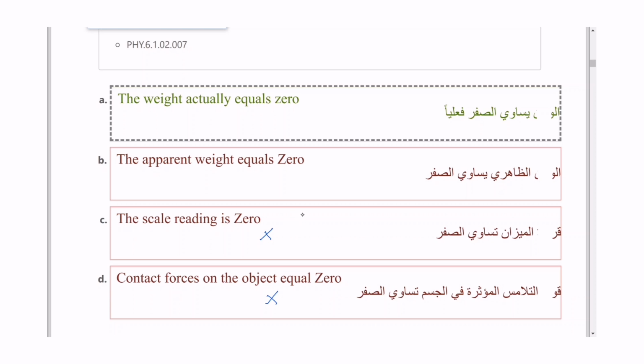The apparent weight equal to 0, that is called weightlessness. So this is not our answer. Our answer is the weight actually equal to 0.